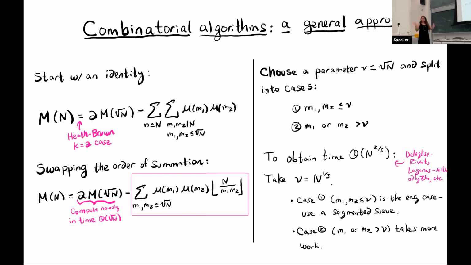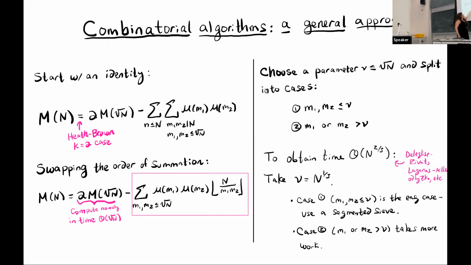So I'm going to start with just telling you in general how these combinatorial algorithms work, and then I'll tell you what we do differently. So in all of these, you take your big sum of M of n, and you use some kind of combinatorial identity to split it into shorter sums. We use the k=2 case of Heath-Brown's identity, but you could also use Vaughan's identity or Möbius inversion. You could just use something that splits a big sum into shorter sums. Then we do the usual analytic number theory thing where you see a double sum, so you swap the order of summation. And so that's how we get the quantity written in the box here.